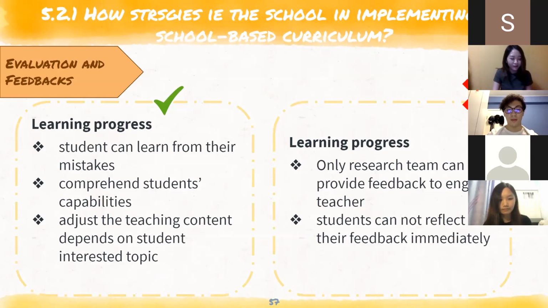For the evaluations and feedback, students can learn from their mistakes and comprehend students' capability, so as to adjust the teaching content depending on students' interest topic in the learning process. However, only the research team can provide feedback to the English teachers, and students cannot reflect their feedback immediately, which is not student-centered enough. They should collect some student feedback as well.